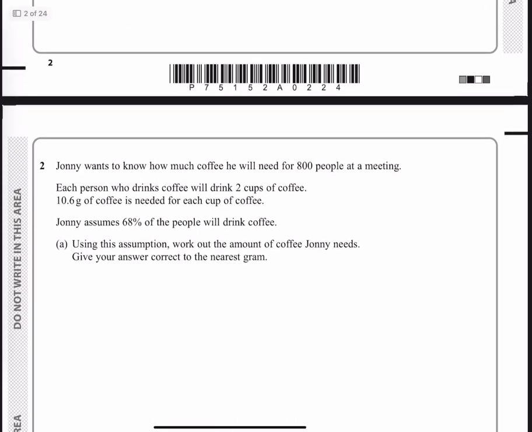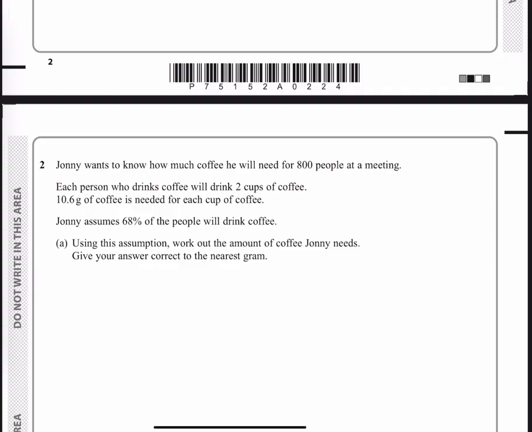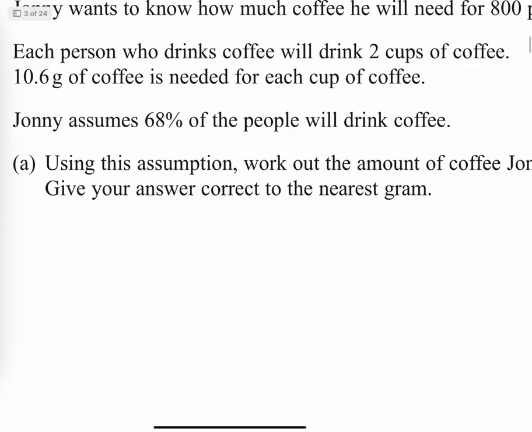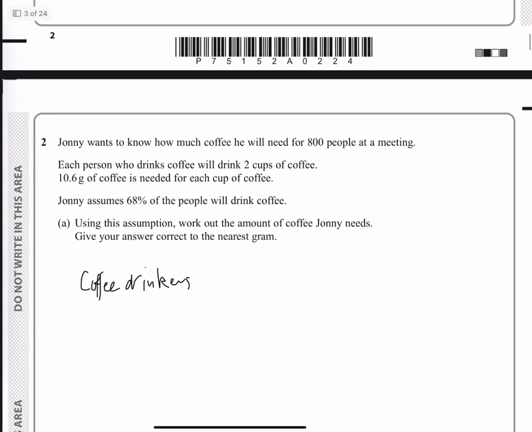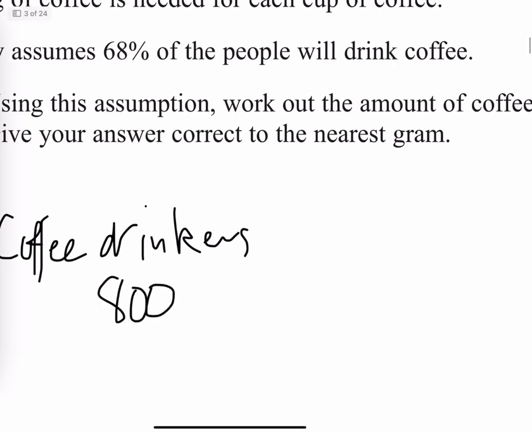How much coffee? Everyone drinks coffee. 68% of people will drink coffee. So coffee drinkers, we'll go one at a time, okay? One step at a time. So the coffee drinkers is 800 times 0.68, which will equal 544 people.